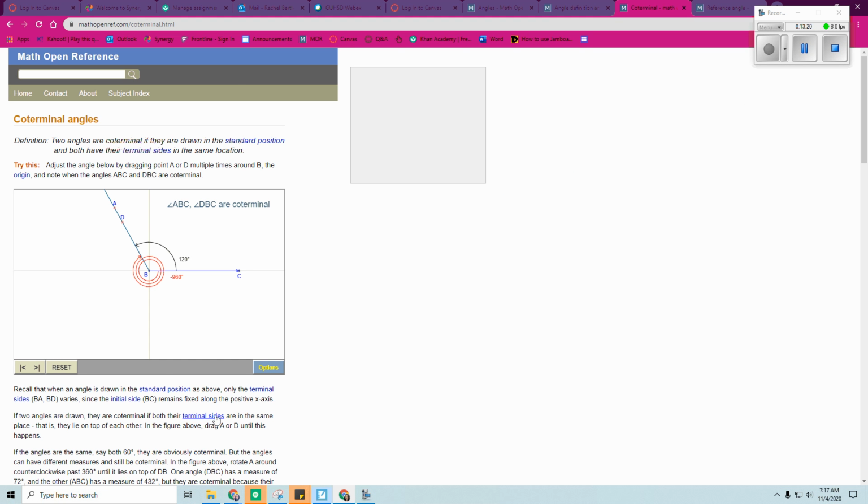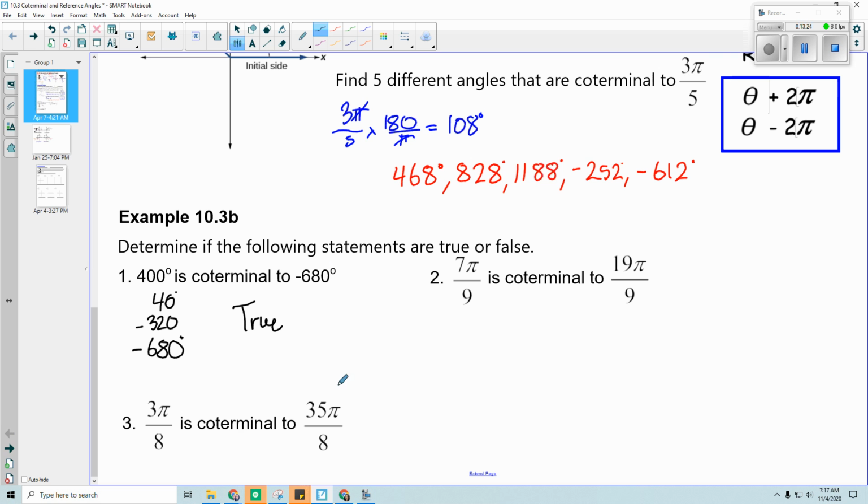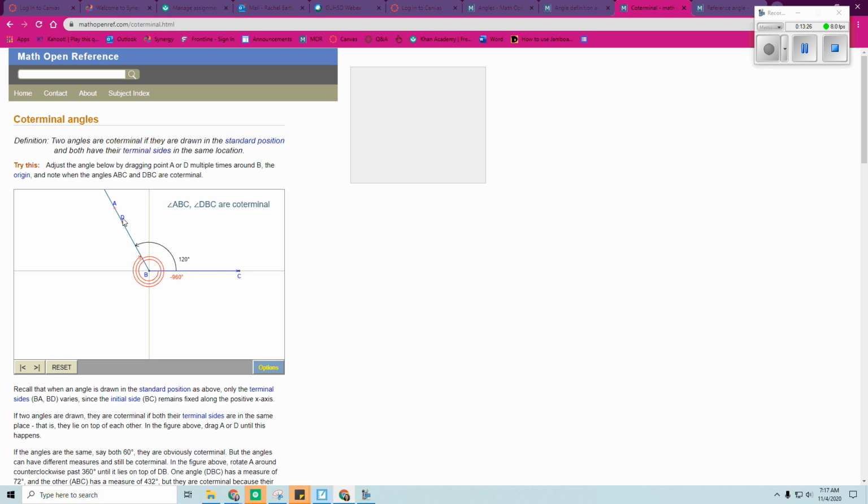And we can check over here if we want to. So what was this? 400 and negative 680. 400 is there. Negative 680, yep, all right. They are definitely coterminal.